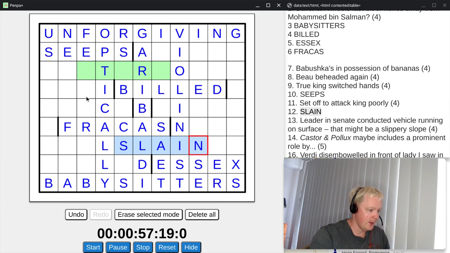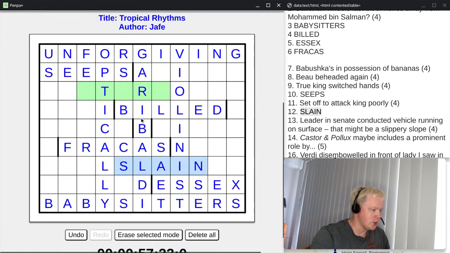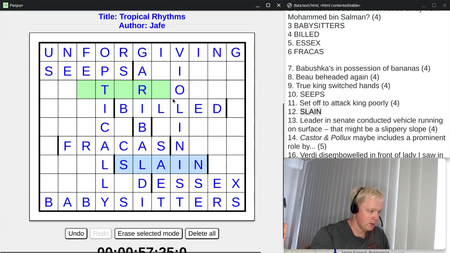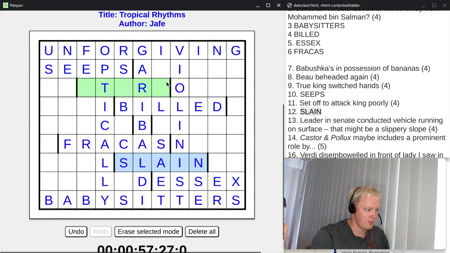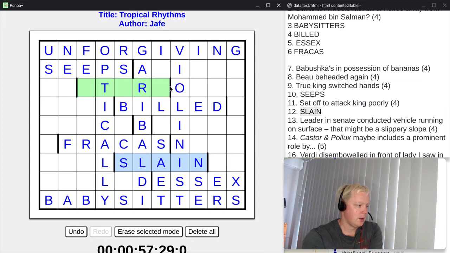But we can fill in the edges as well. So this and this, we have to separate these from the other words. And also we don't have any answers of size 2 in the acrosses, so we can separate these cells as well.